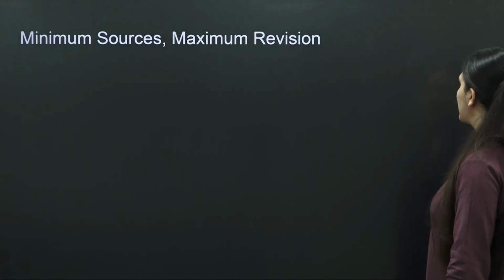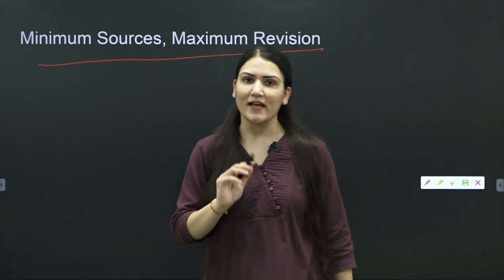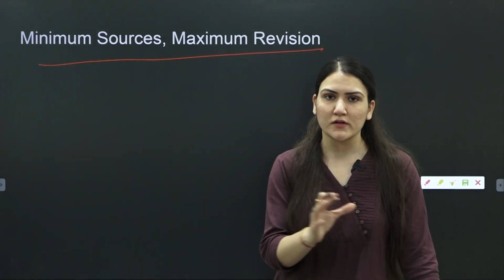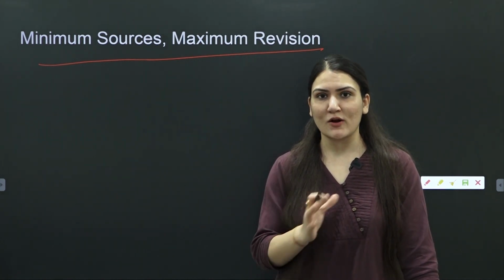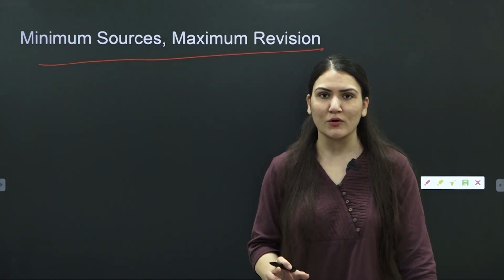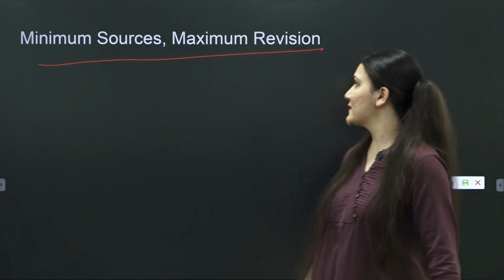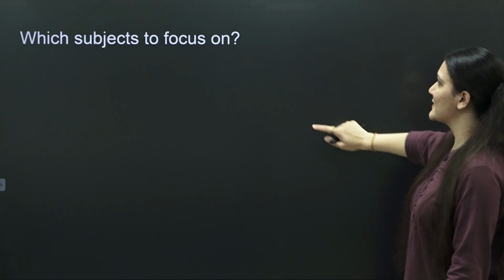So minimum sources, maximum revision. This applies to both static and current affairs. And when it comes to current affairs, don't flock to different magazines just to get rid of this FOMO, or fear of missing out, that this coaching has given this or that coaching has given this. Don't worry about that. Just stick to one source and revise it multiple times. So your sources should be limited, but revisions should be maximized.